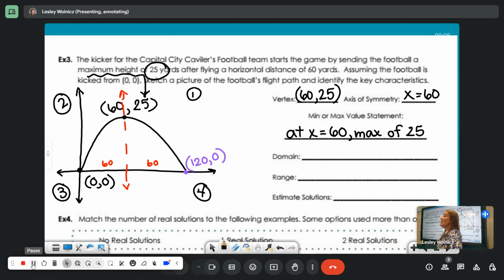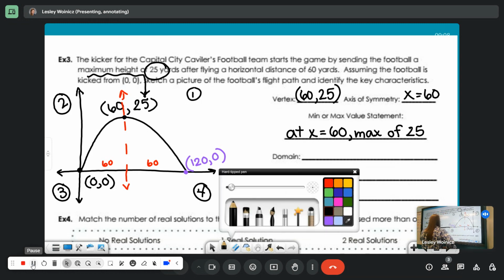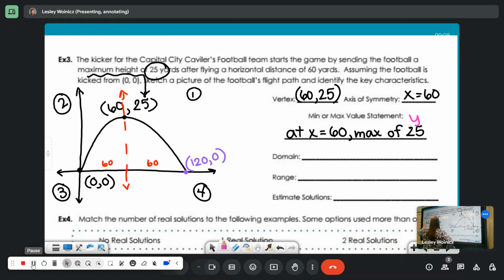Okay, so you have to be careful because the maximum height isn't necessarily the biggest number in the vertex, because it could have traveled farther horizontally than vertically, right? So you have to make sure that you make your max your y value. This is a y. Your max has to be a y value.